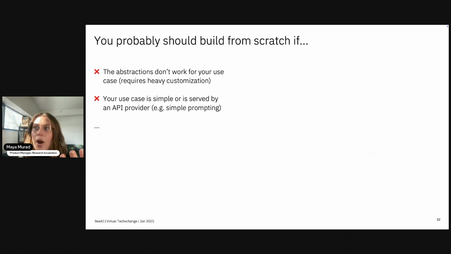I would say start from scratch if you're building something really unique or cutting edge, and the abstractions in frameworks just don't work for your need or require too much customization. It's easier to start with a blank slate. Or, on the other side of the spectrum, you're just prompting a model in very simple terms, or what you need is already handled by an API, and you can just put some parameters into that API. And then always go with what's simple when that makes sense.